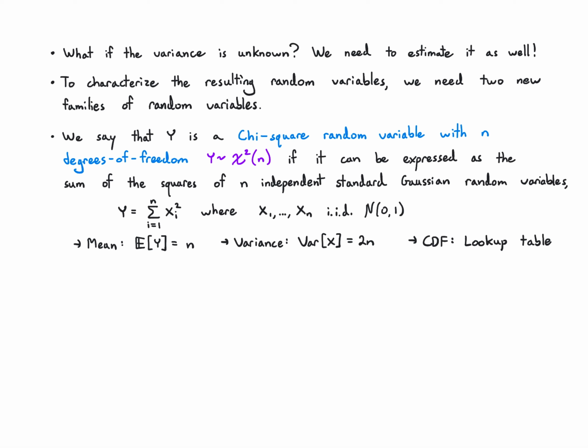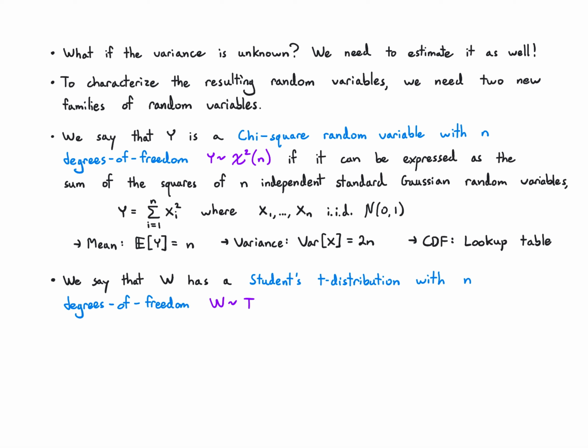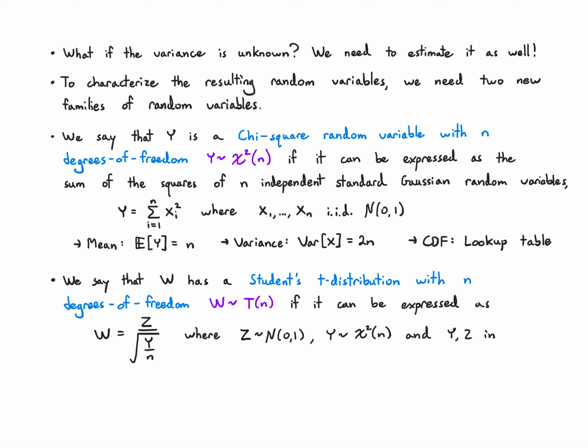We need one other distribution quickly. We need that W has a Student's t distribution with n degrees of freedom. This is written as W is distributed as t with parameter n, if it can be expressed as W equal to Z divided by the square root of Y over n, where Z is Gaussian 0, 1, Y is chi-squared with n degrees of freedom, and Y and Z are independent.